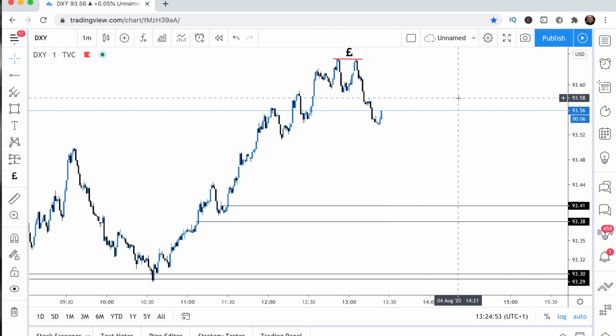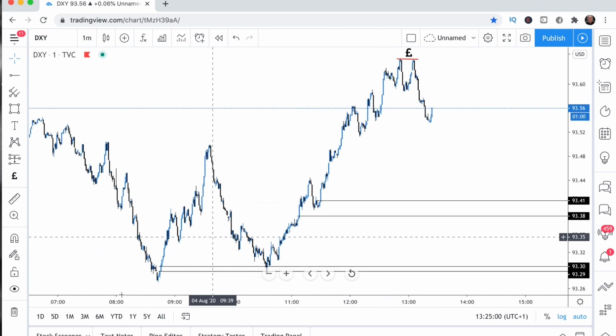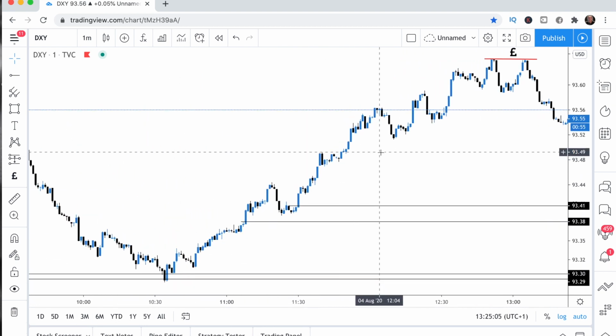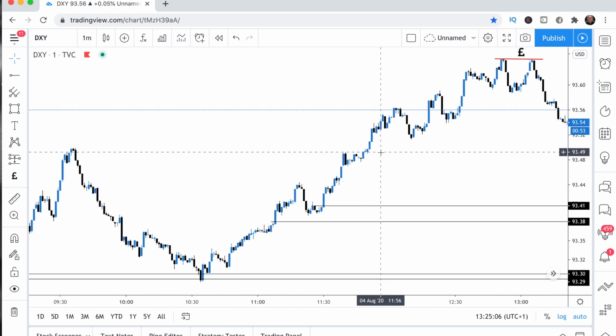Because when the DXY is dropping, every other currency pair takes the opportunity to rise. When the DXY is rising like it's doing right now, producing higher highs and higher lows, every other currency pair is going to drop, yeah? So now check this out. Let me just double check to see if you want to get a proper snipe.